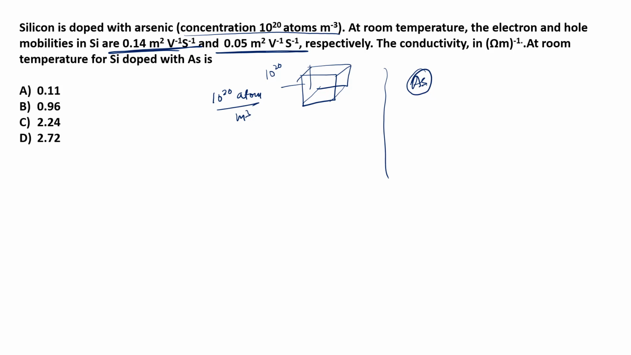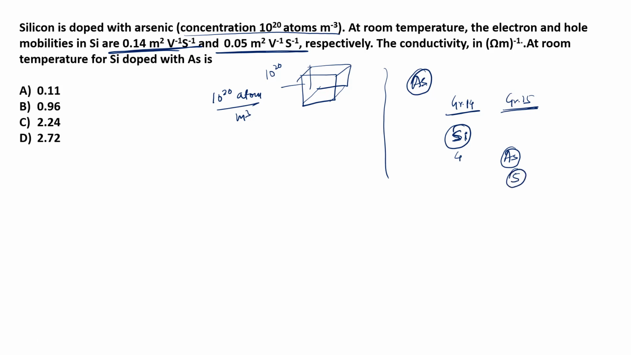The atomic number of arsenic is 33, and if you see in the periodic table, it is in group 15, just next to the group where silicon sits. Silicon is present in group 14, and arsenic is present in group 15. Silicon has 4 valence electrons, arsenic has 5 valence electrons.